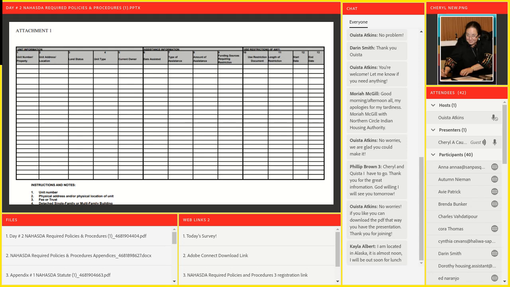Your unit information: the number of the property, your address, the location, the land status, what type of unit it is, who the current owner is, when you gave them assistance, the type of assistance, the amount of the assistance, the funding sources, the required restriction, the use restriction document, the length of the restriction, and the start and the ending date.